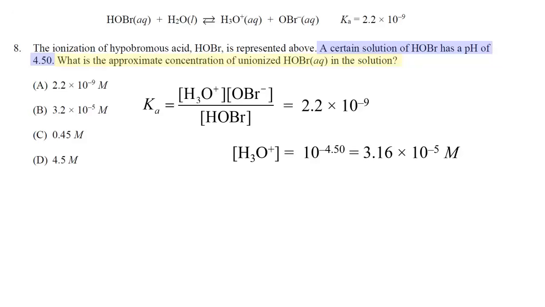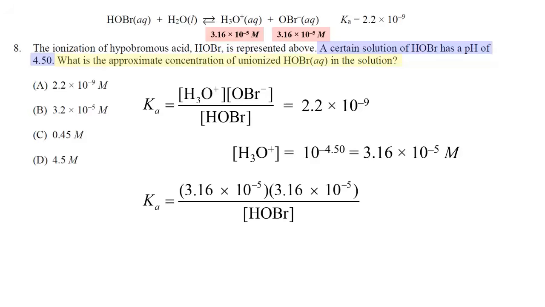Now, that is not only the concentration of the hydronium ion in this solution, it is also equal to the concentration of the conjugate base, OBr minus, and that is simply because of the 1-to-1 ratio in terms of the equation. So for every 1 mole of the hydronium ion that is formed, you also get 1 mole of the conjugate base, OBr minus. Now I'm going to put those values, 3.16 times 10 to the negative 5, into the Ka expression. I'm going to set this equal to 2.2 times 10 to the negative 9.